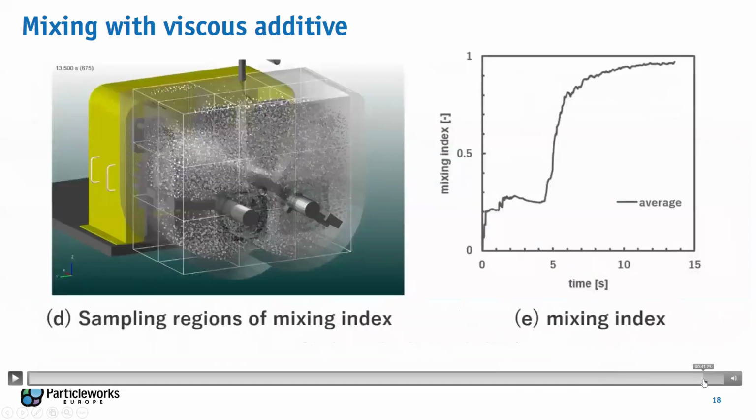We can also evaluate the mixing index. This is a parameter. When it tends to 1, it means that basically there is a full mixing between the two phases, and you can track it over time.